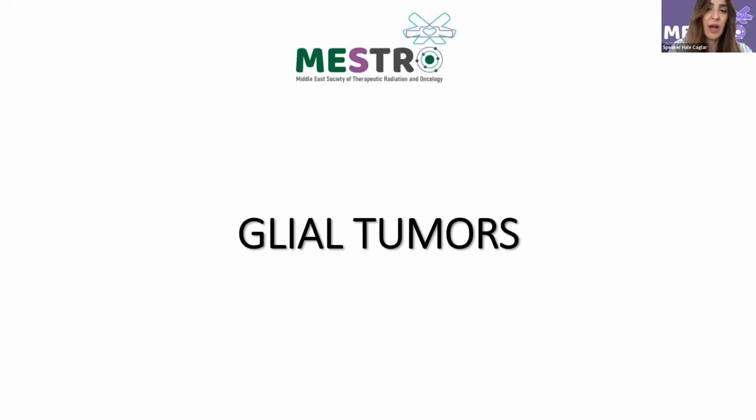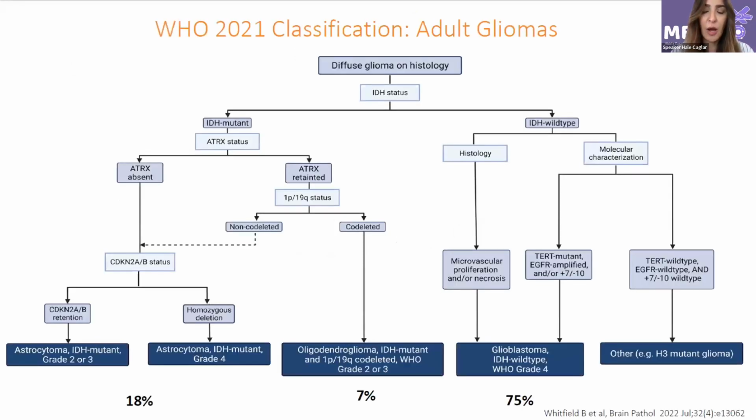So let's start with the glial tumors. The most recent update in glial tumors is the WHO 2021 classification, because the pathological diagnosis that we knew until that time, until 2021, is totally different now. And it's majorly based on the molecular evaluation of the tumors, and the main classification depends on the IDH status.